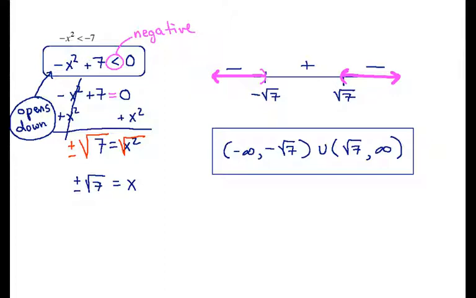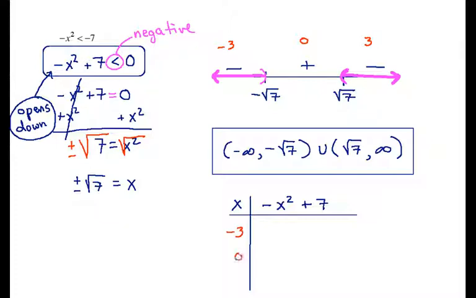If you didn't want to use the knowledge of this being a parabola and wanted to take representative numbers from each interval instead of the way I just did it, which is kind of a shortcut, that would also work. Let me just show you real quick what that would look like. I could pick representative numbers from each interval, like -3, which is smaller than negative square root of 7, 0, which is between the two, and +3, which is greater than square root of 7. But since I don't have a factored form, I would have to just plug them in directly.